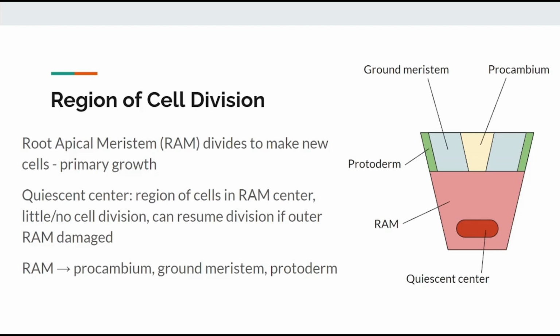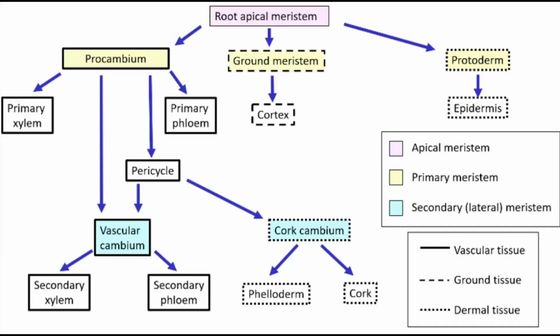As you move up the region of cell division, the apical meristem begins to differentiate into three primary meristems: protoderm, ground meristem, and procambium. Each of these primary meristems will continue to differentiate into different tissues as you move further up into different regions of the root tip. The protoderm will differentiate into the root epidermis, the ground meristem will differentiate into the root cortex, and the procambium will differentiate into the tissue found in the root stele, including the primary vascular tissue and pericycle.